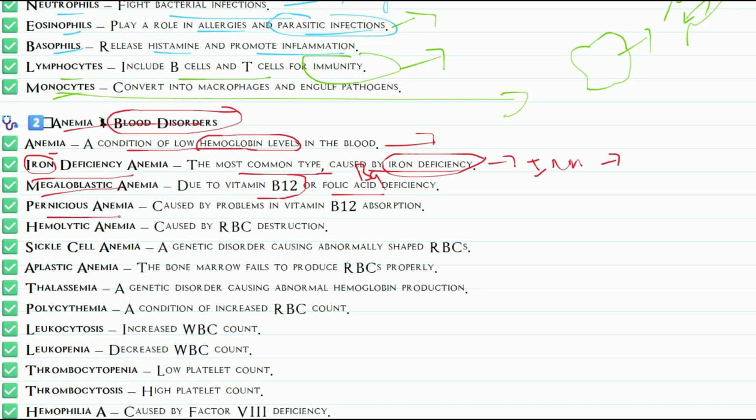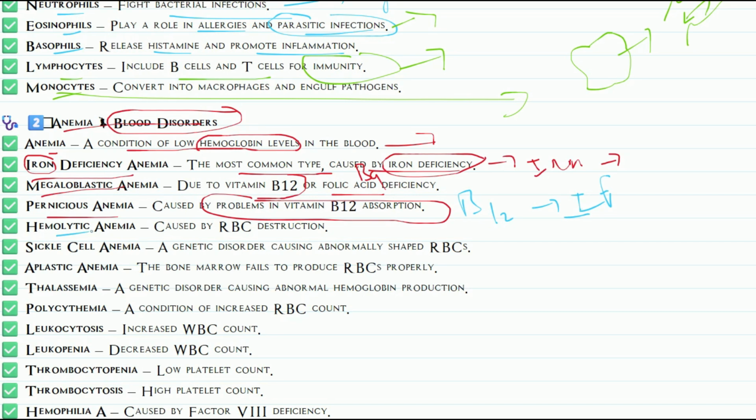Another one is pernicious anemia. As the name suggests, pernicious, it is due to a problem in vitamin B12 absorption. So when there is a deficiency of vitamin B12, this is called megaloblastic anemia. But if the B12 is present but is not absorbed by the body, it means pernicious anemia, right? So it is very important. Here the intrinsic factor plays an important role, right? It helps in absorption, but if this intrinsic factor is not present in the gut area, it will lead to pernicious anemia.